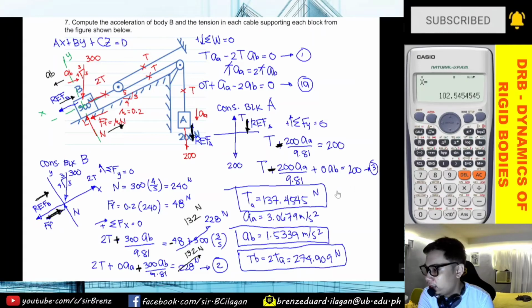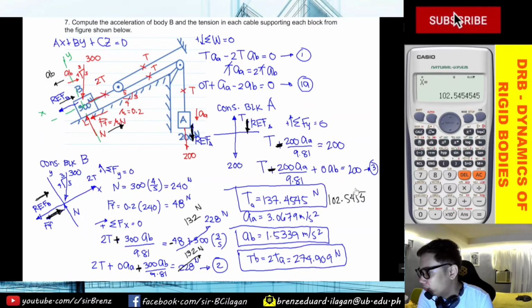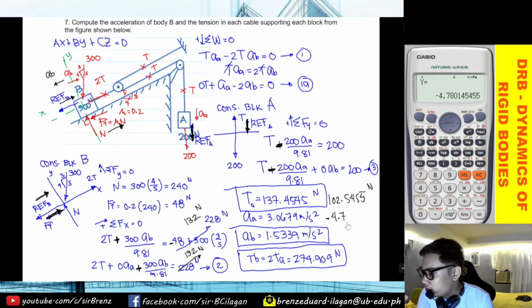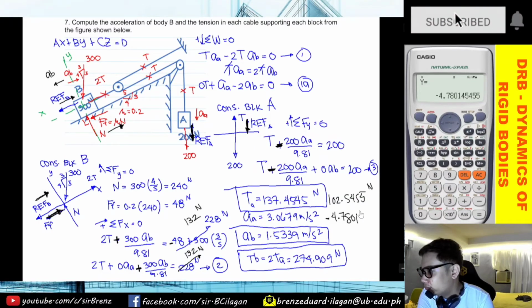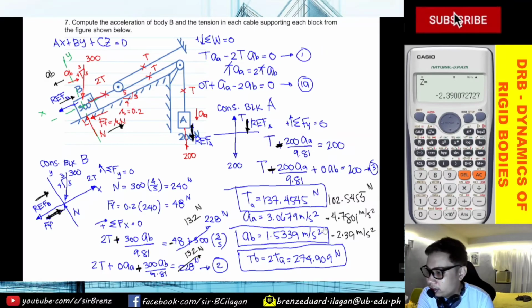So yung tension natin, naging 102.5455. Tama ba? Ayan. And then yung acceleration ni block A, so ayan na nga, naging negative 4.78001. And then para kay block B, negative 2.39 meter per second squared. So na nga yung sinasabi ko.